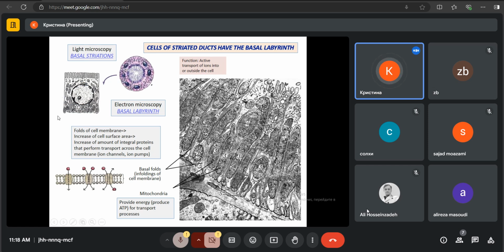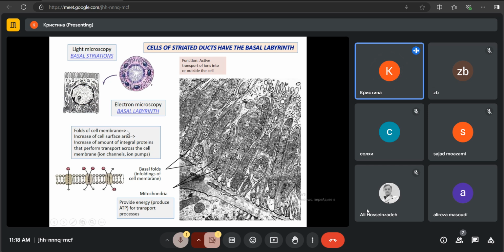If we look at the cells on electron microscopy, we will see that the cells have two components: folds of membrane, invaginations of membrane in the basal part of the cell, and a lot of mitochondria between these folds of membrane.